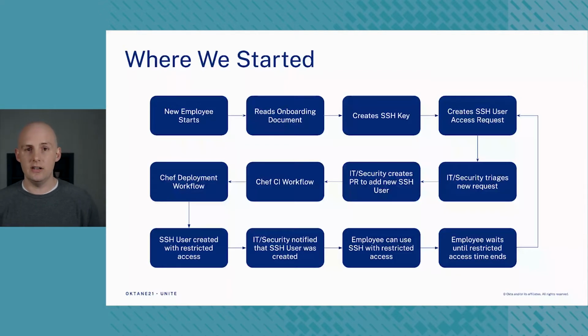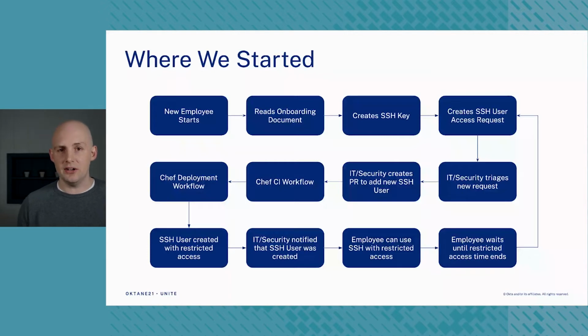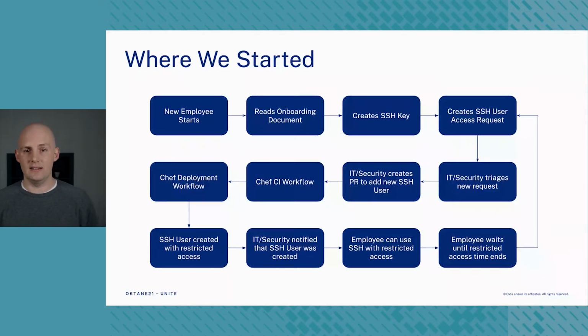From there, the IT or security team would triage that, see which memberships they had and what teams they needed to be on. Then they would create a new GitHub PR, and we would go through a CI/CD pipeline with Chef to deploy and create that user account. Once that was created, they would have restricted access, and IT or security would notify them that now they have an SSH account with some restricted access, but they can start using it. After a certain period of time, we could graduate them to greater access, and then we need to repeat seven steps again. They need to let us know they need more access. We go through that approval process, the CI/CD pipeline, and then a user would finally have full access to SSH.